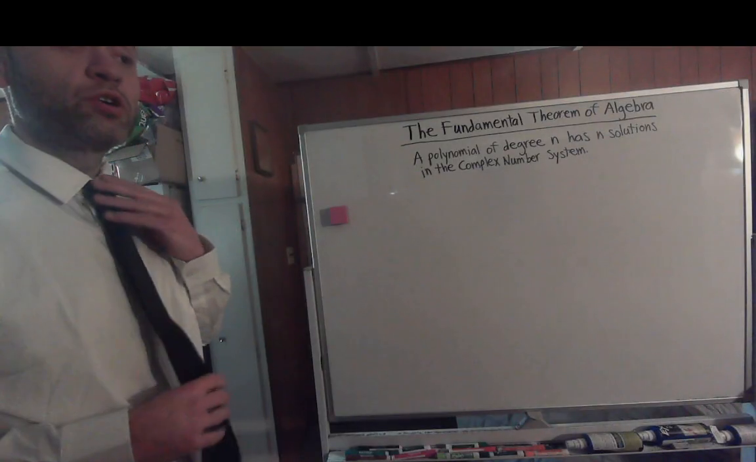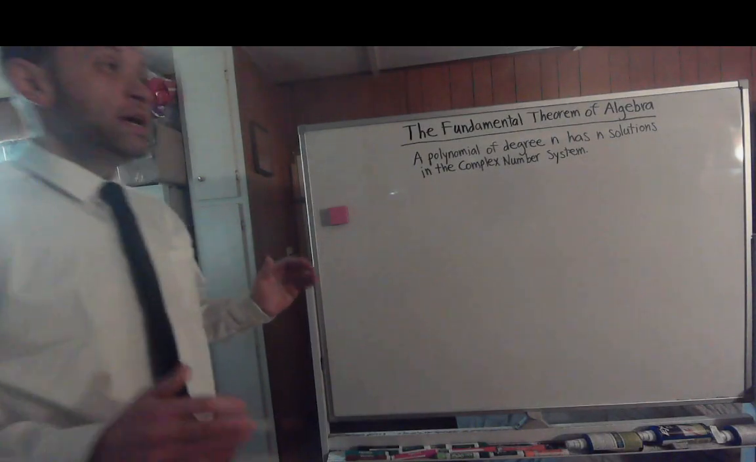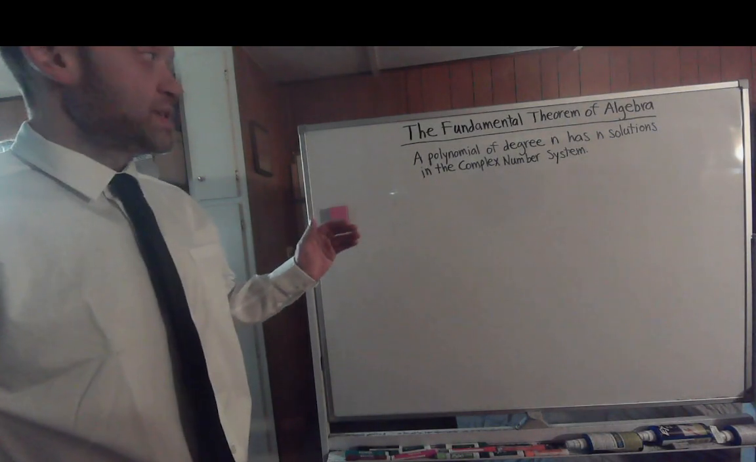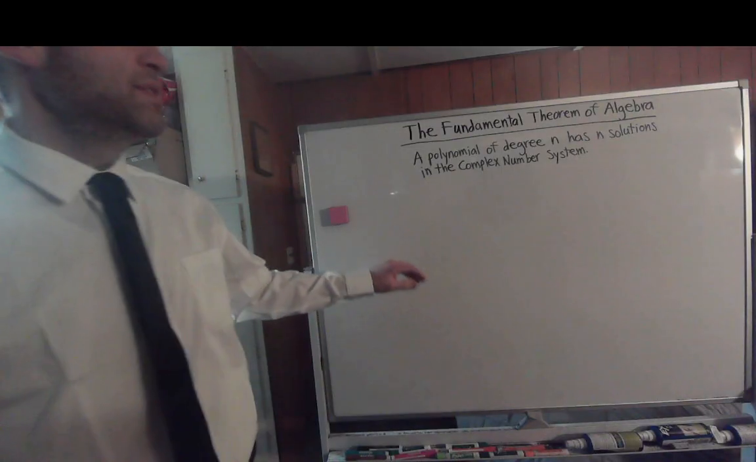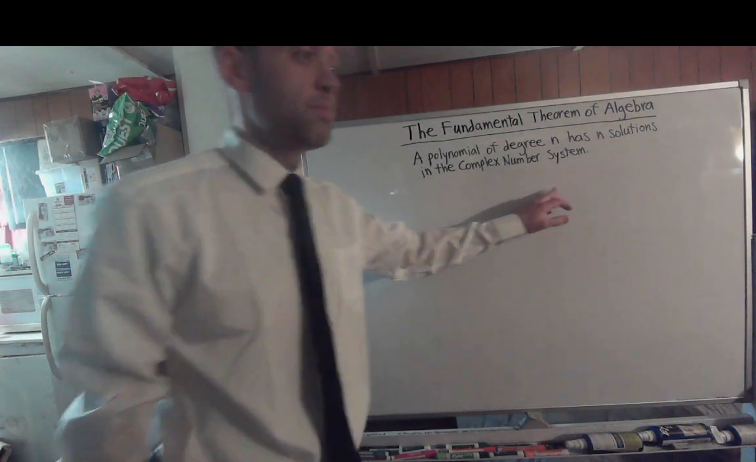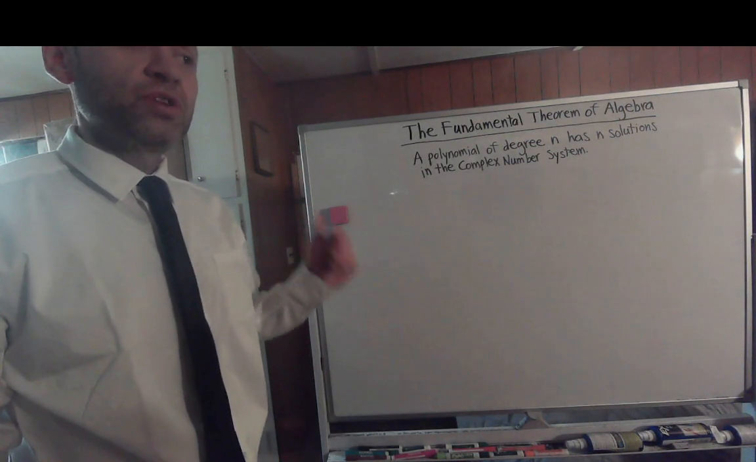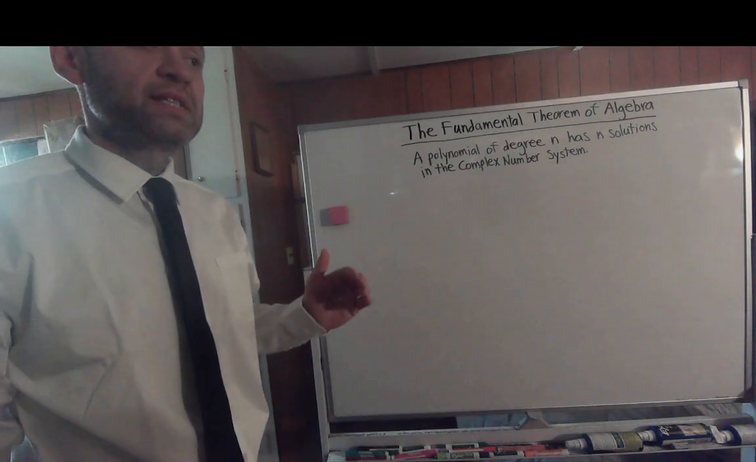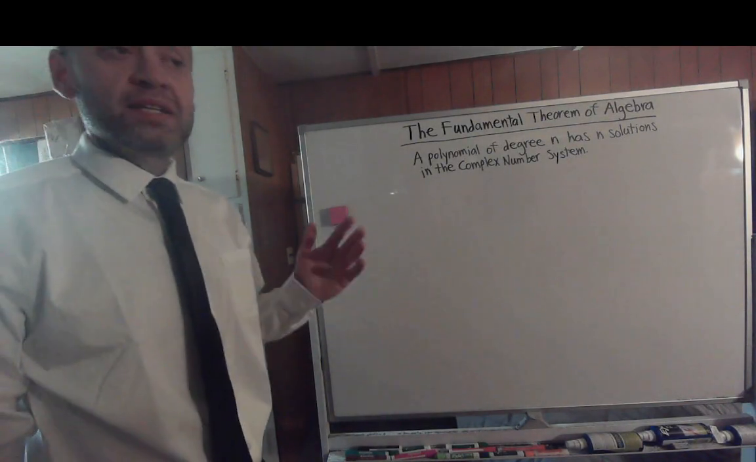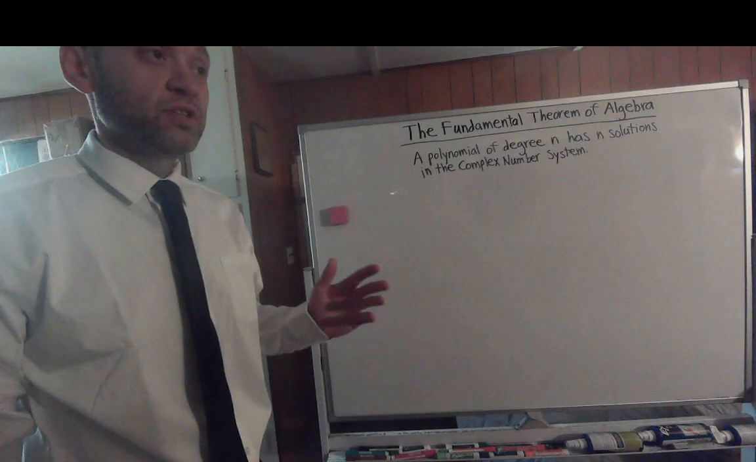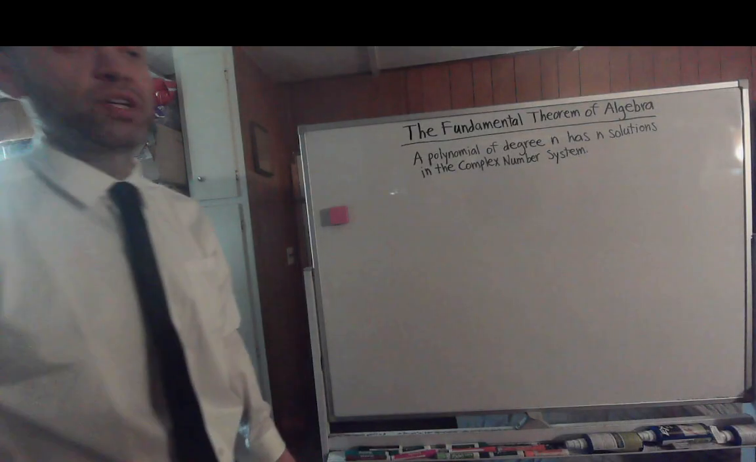So today we are going to talk about the fundamental theorem of algebra. The fundamental theorem of algebra tells us that a polynomial of degree n has n solutions in the complex number system. So in short, what this means is that the degree of your polynomial indicates the number of solutions you'll have in the complex number system. It does not mean that they're all going to be real solutions. Notice it says complex, which would include imaginary solutions.